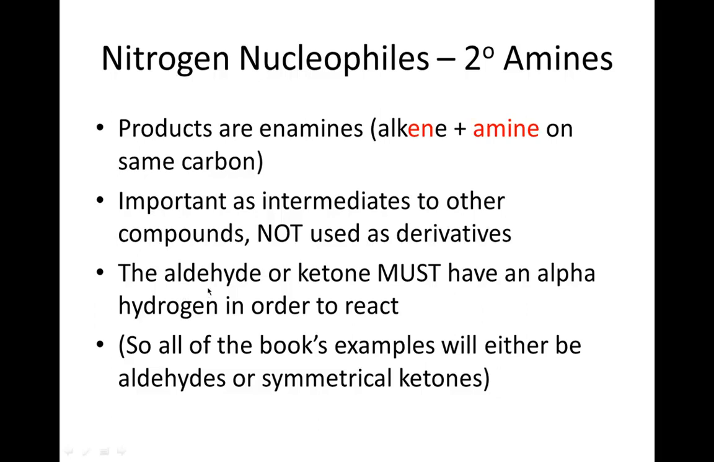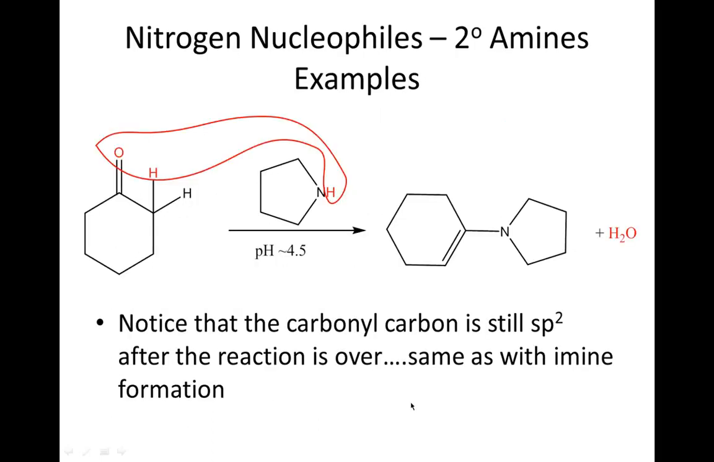The other thing that's a factor is our aldehyde and our ketone that we're going to use must have at least one alpha hydrogen in order to do this reaction. And because we're going to make an alkene that could technically be on either side in a ketone, you could have mixtures. So the examples in the book, if it's a ketone, it's going to be a symmetrical ketone, so I can't tell the difference as to which side is which. And the aldehydes, of course, only have one alpha position, so it doesn't matter on that.